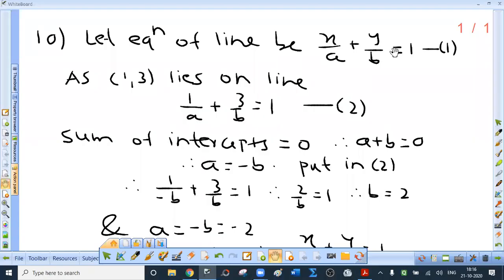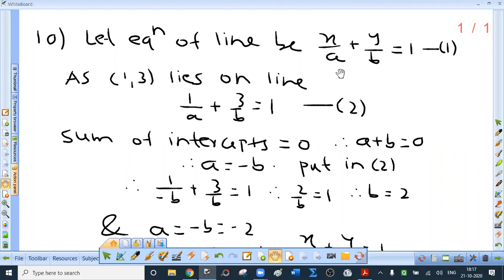Sum number 10: find the equations of the lines which contain the point (1, 3) and the sum of whose intercepts is 0. Now I start with the equation x upon a plus y upon b equal to 1 for the simple reason that two intercepts are mentioned. Many students ask me, sir, how can we know whether the first, second, third, fourth or fifth form is to be used? As two intercepts are mentioned, their sum is mentioned, or we are given that one is the negative of the other, we have to use this form.